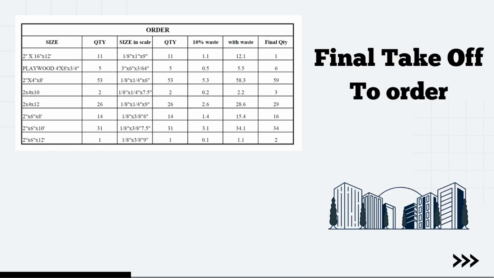Next, I consolidated all similar materials to minimize waste. For example, I combined all 2 by 4s, or 2 by 6s, and so on. I also added a 10% waste factor to account for breakage or unusable pieces, making sure we had enough material on site. In this final chart that you see here, I summarize all the quantities required. This ensured we had an accurate and efficient plan for material procurement.